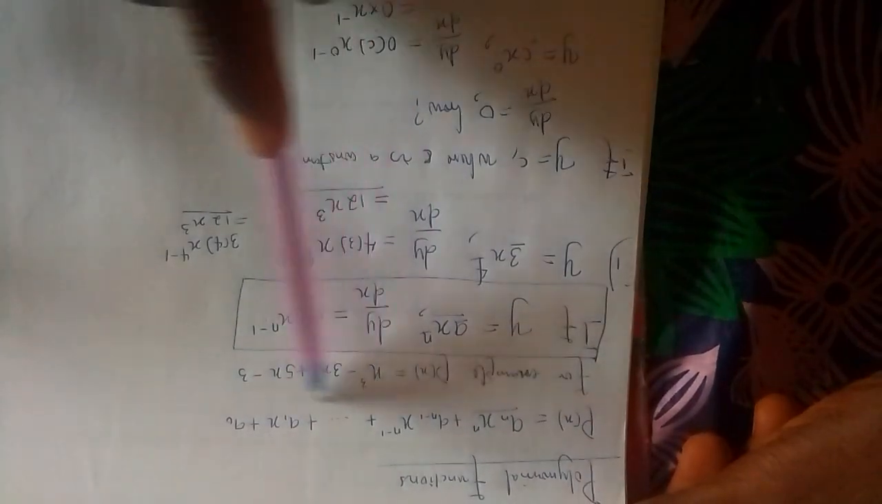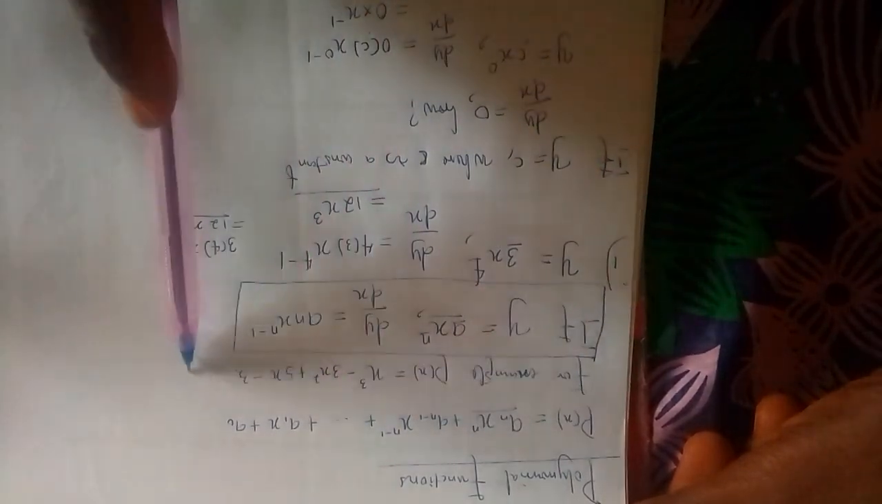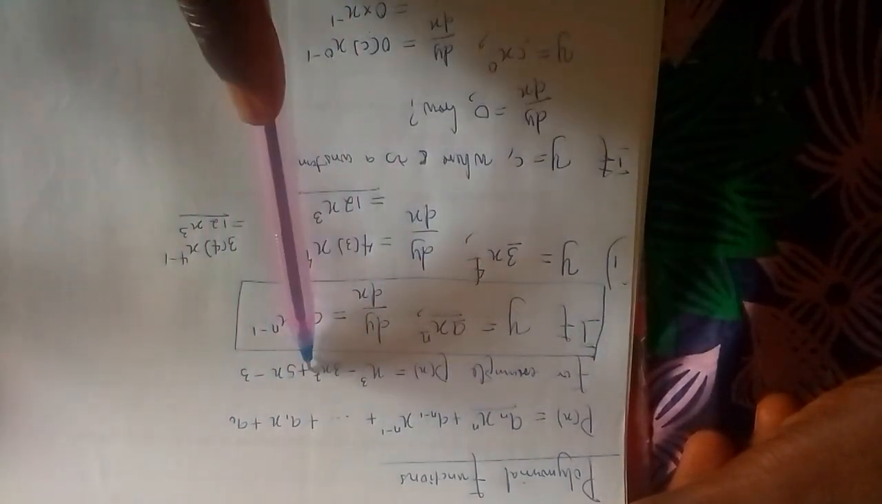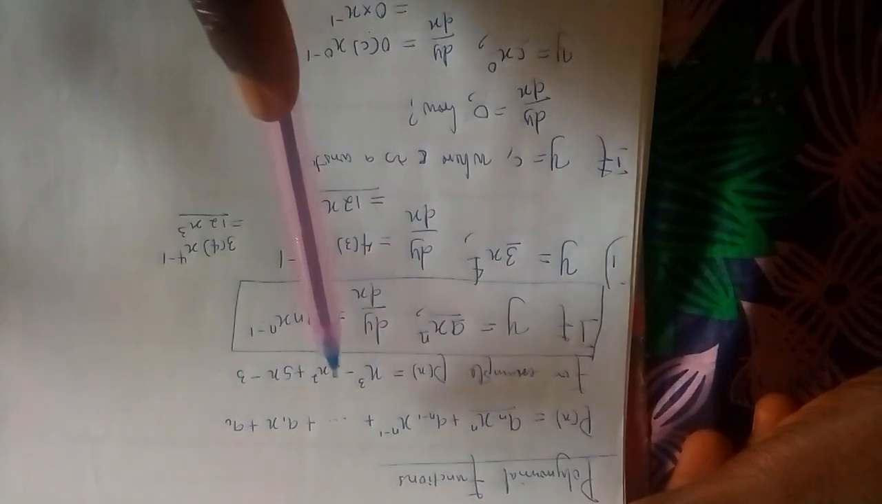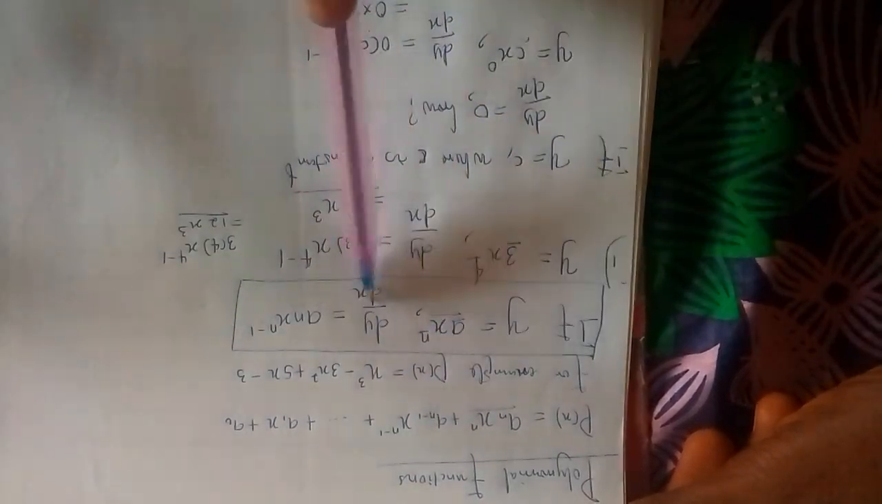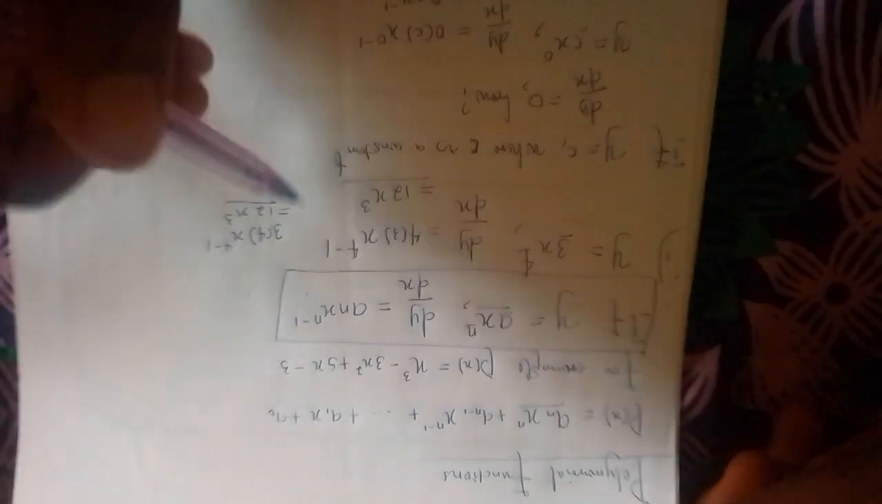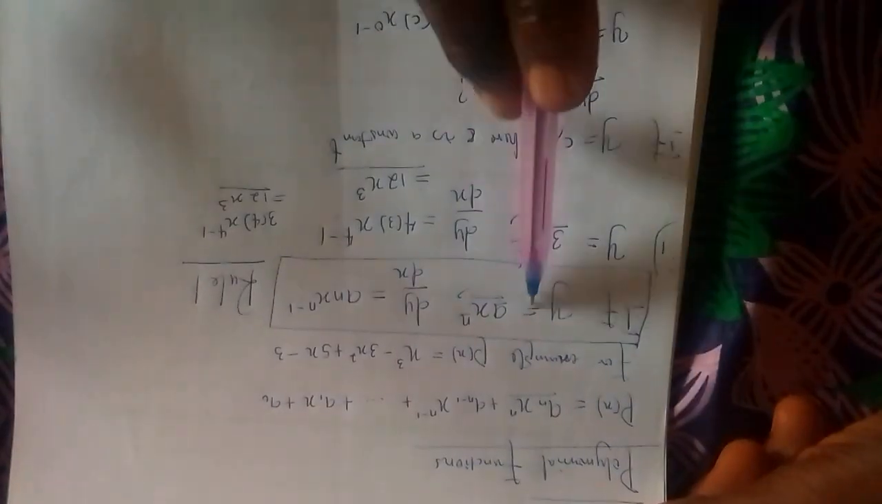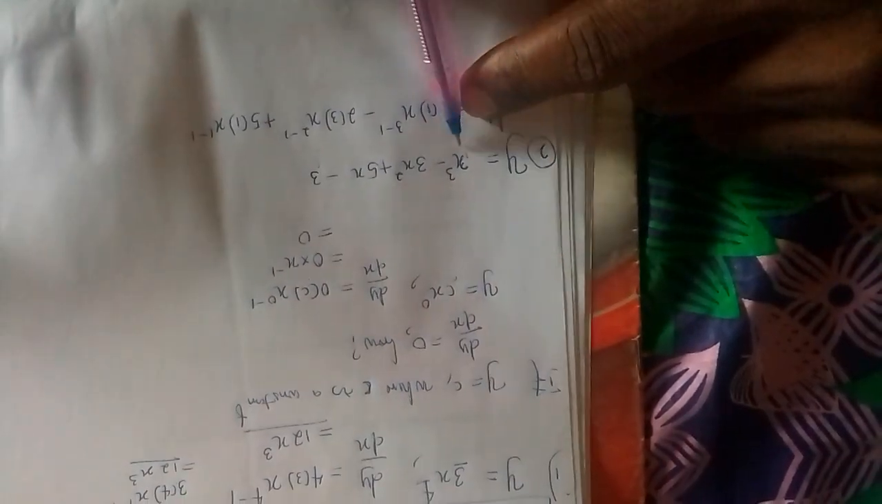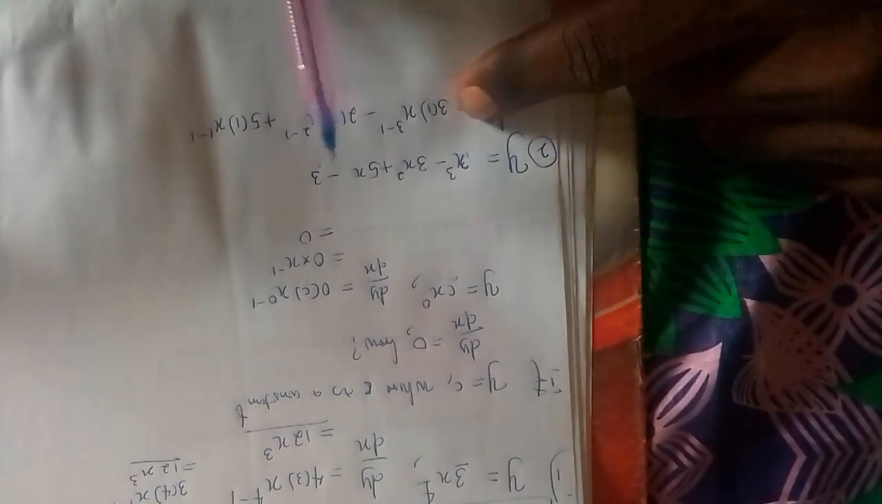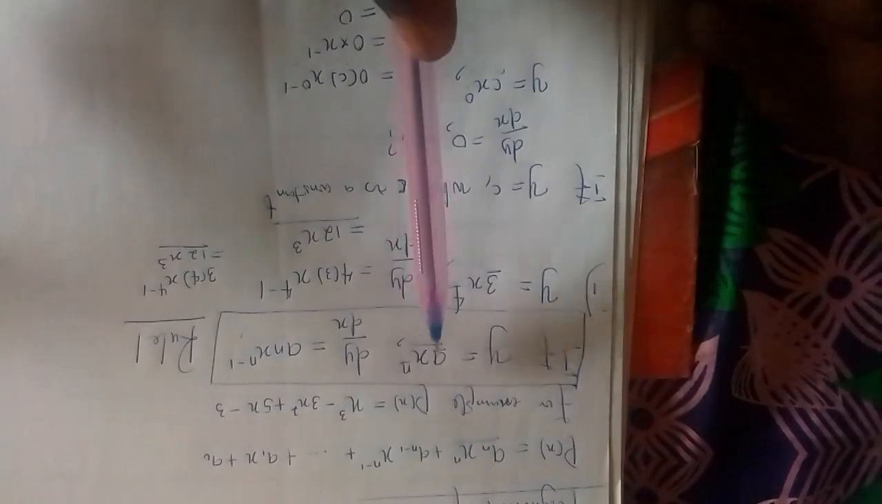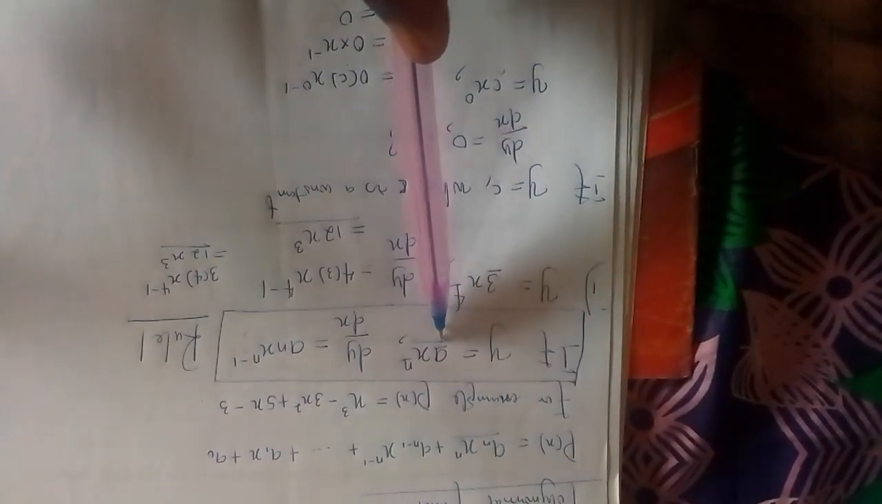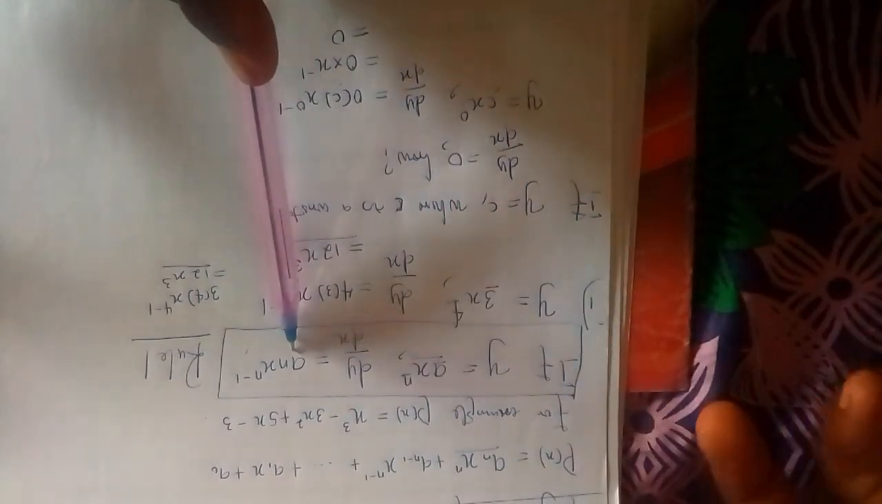Now, let us consider how we can find the derivative of this function here. Whenever you are given a function like this, what you need to do is find the derivative of each term using the principle given here. And this is what we call rule 1. So we are going to make use of this now. If you look at what we are given, we have y equals x to the power 3 minus 3x squared plus 5x minus 3. Each of them looks like what we have above here. So we are going to make use of this principle to find the derivative of each of them.